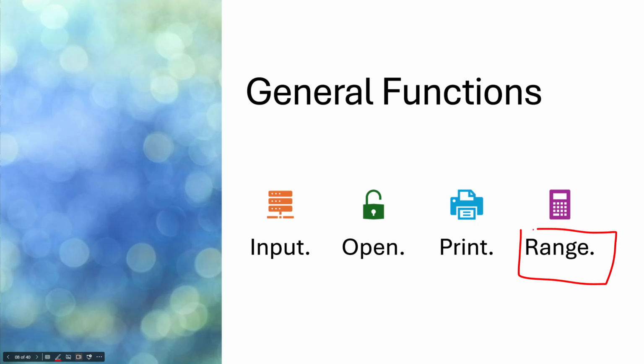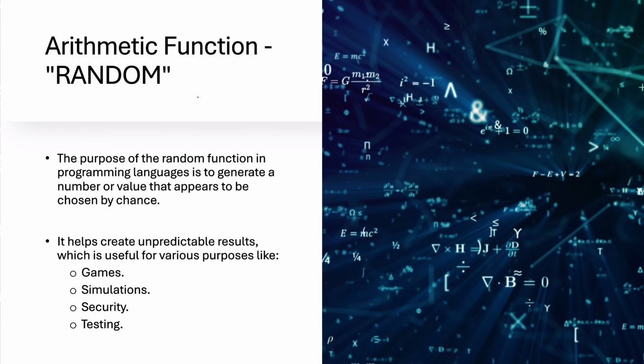So the random function, this is an arithmetic function again. This simply means a math function, a mathematics function. The purpose of the random function in a programming language is to generate a number or value that appears to be chosen by chance. There's no such thing as truly random in computer science. It's pseudo-random, so don't worry too much about that. It helps to create unpredictable results, which is useful for various processes like games, simulations, security, and testing.